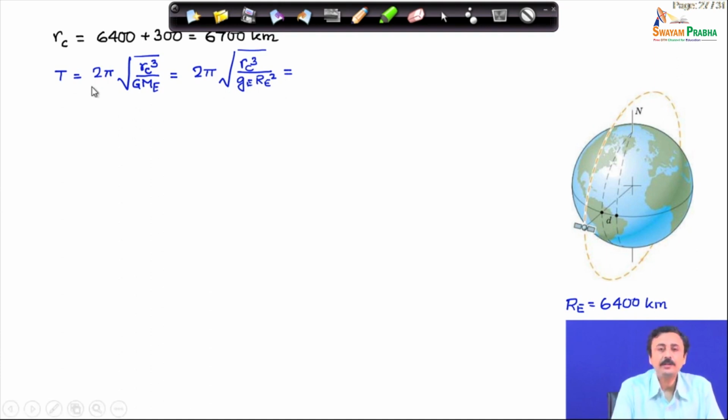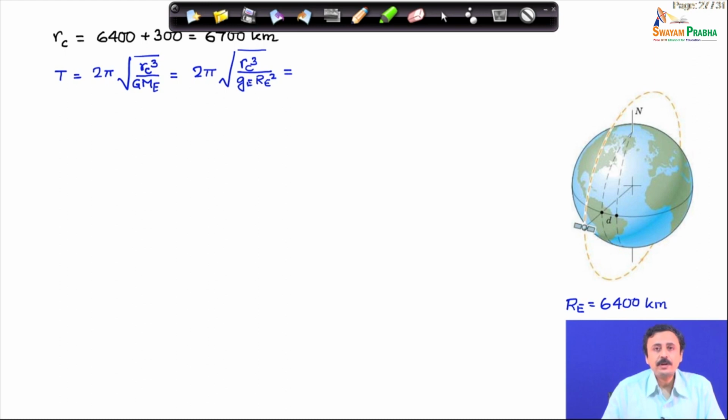Therefore, when you take the square root of this, you get time, which is 2 pi square root of the radius of the circular trajectory whole cube by G mass of earth. Again I have replaced G M e as acceleration due to gravity on the surface of the earth times the radius of the earth square. This is the time period of this circular trajectory.